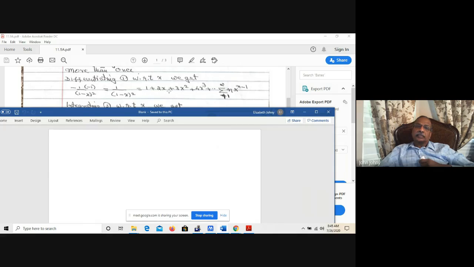Differentiate the right side. That is, you get the derivative of x is 1, the derivative of x squared is 2x, and so on. So 1 over (1 minus x) the whole square is equal to 1 plus 2x plus 3x squared plus 4x cubed plus etc. And the sigma notation is given here: sum from 1 to infinity of n times x to the n minus 1.